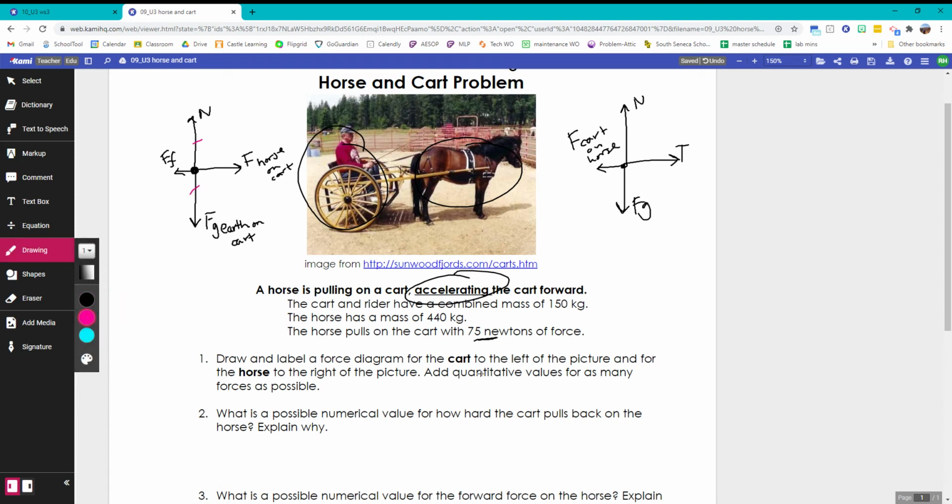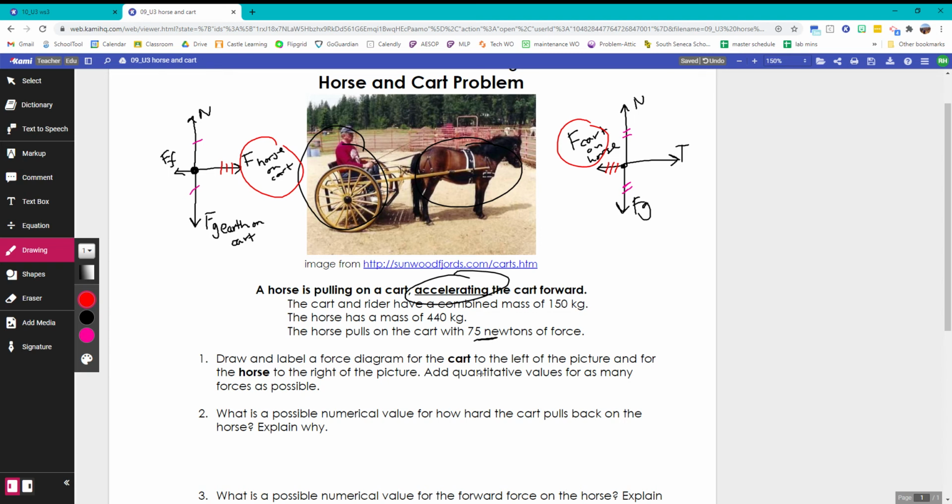We know that ups and downs have to balance, but they don't balance across diagrams because they are different masses. The cart and the horse, neither of them are accelerating up or down. And because of Newton's third law, we know that the horse on the cart and the cart on the horse will also have to be equal.